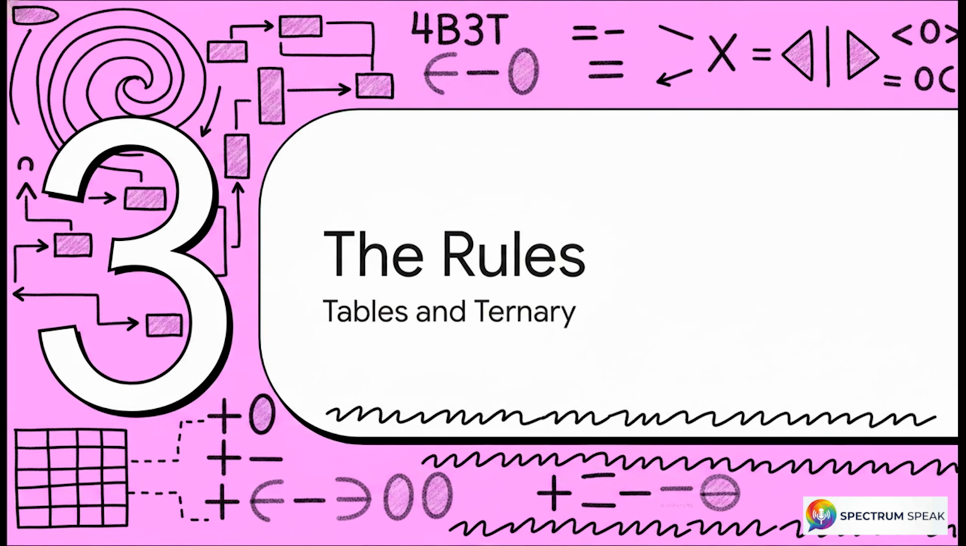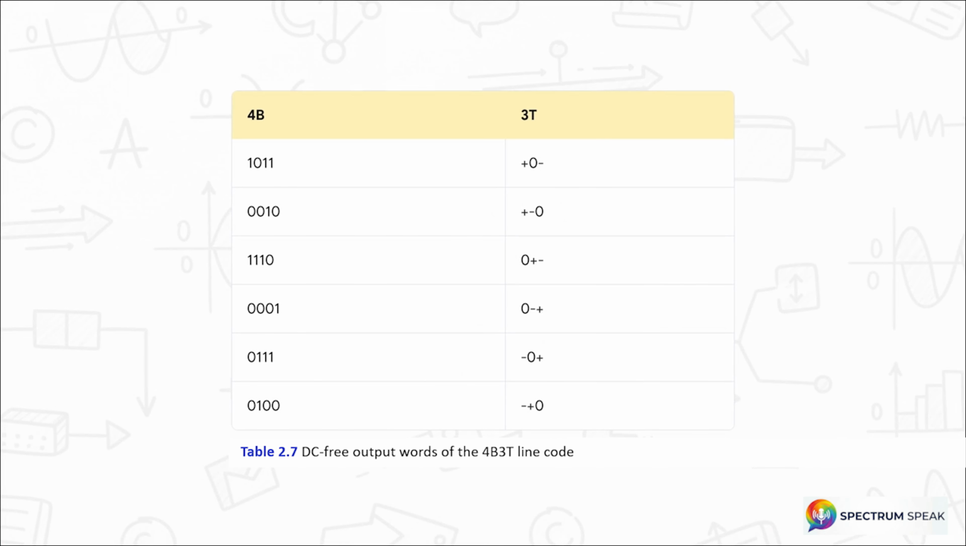Okay, let's look at the rules behind this. Tables and ternary. We've got 2 main engineering standards to follow here. First is Table 2.7. This table handles inherently DC-free sequences. Check out the data sequence 1, 0, 1, 1. It maps straight to the ternary sequence, plus, 0, minus.